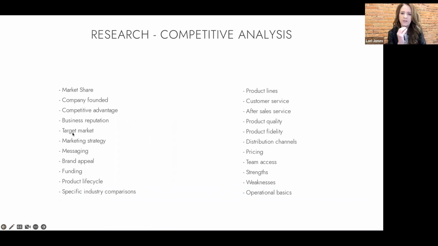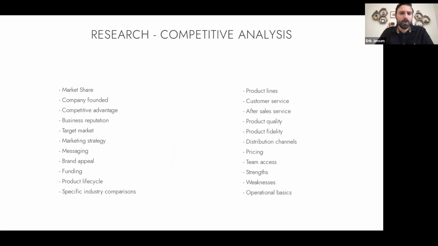Can some of you give some examples maybe on how product quality became something that was very important for you to study, or distribution channels, or pricing, or brand appeal? Any great examples there on what you might do to include that into a point of difference grid?